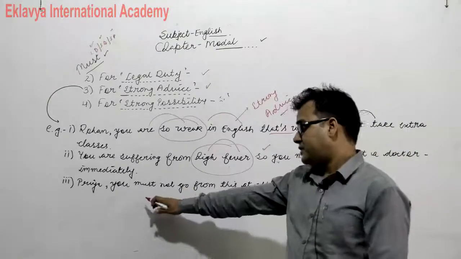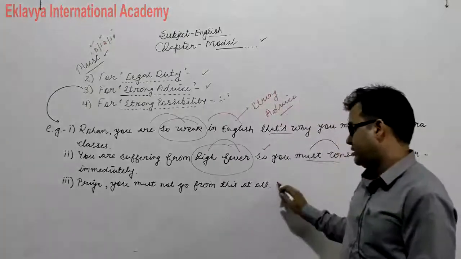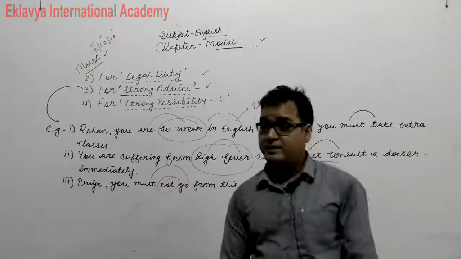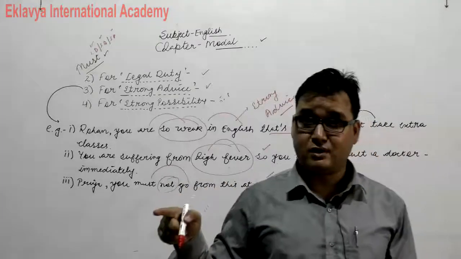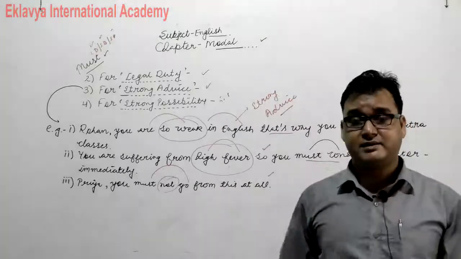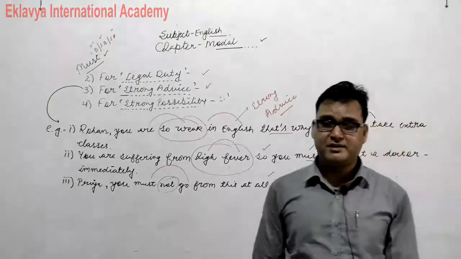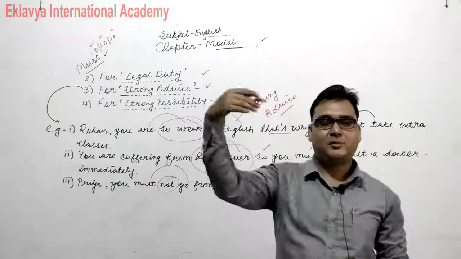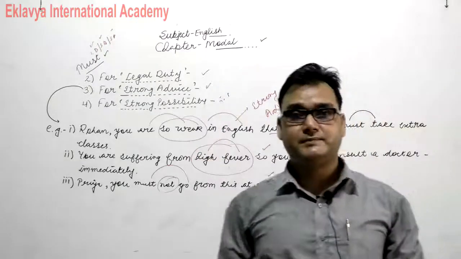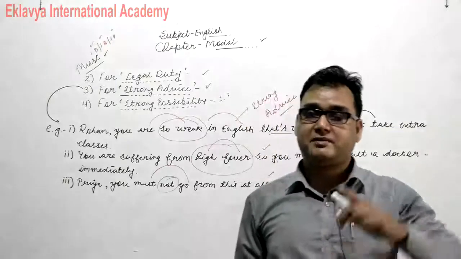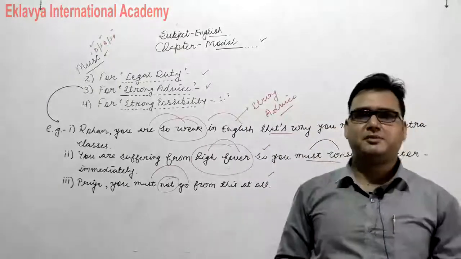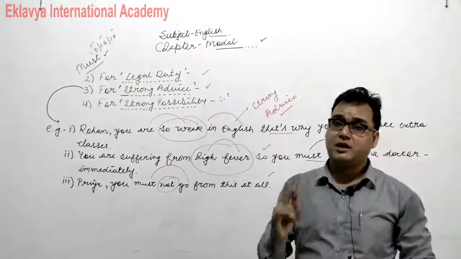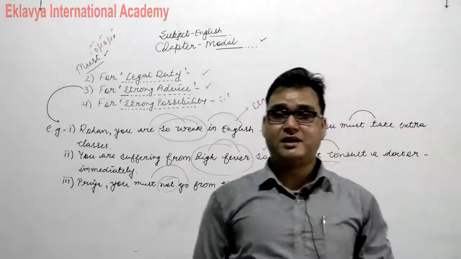Priya, you must not go from this way at all. कि तुम्हें इस रास्ते से बिल्कुल नहीं जाना चाहिए. Priya will ask you a question: what is the reason behind it? I'm getting late from my office. Exactly, just after 2 kilometers, this way is under construction. और कोई और problem possible है. But as a strong advice, we are telling Priya that Priya, you must not go from this way. तुम्हें इस रास्ते से नहीं जाना चाहिए.